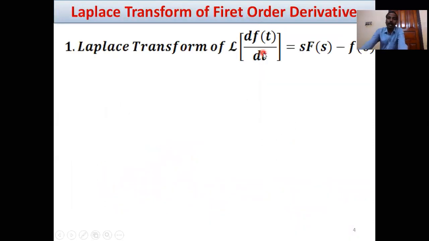Laplace transform of first order differential equation. This is a very important formula. Laplace transform of df of t by dt. This is the first order differential equation. If f of t is the function, then df of t by dt is called first order differential equation. And the Laplace transform of this first order differential equation equals s F of s minus f of 0. If f of 0 equals 0, then the Laplace transform of df of t by dt equals s into F of s. So, prove that.